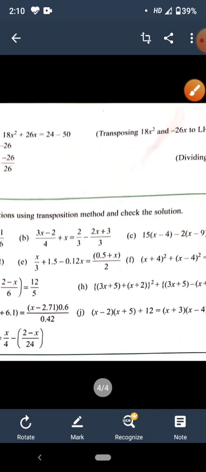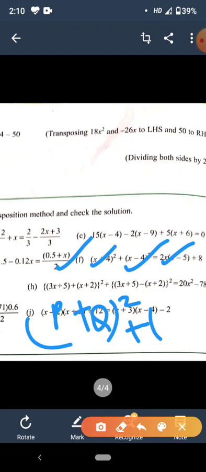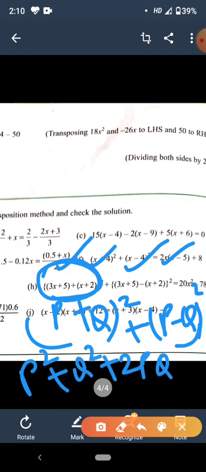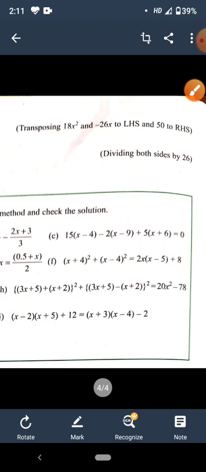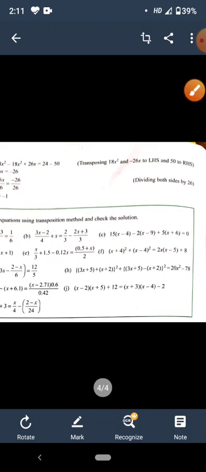In question number H, you can see here the identity 3x plus 5 x plus 2, 3x plus 5 x minus 2. So you clearly see here that p plus q whole square plus p minus q whole square, p plus q, p minus q. So you just open the identity here, p square plus q square plus 2pq. Again open the identity here, p square plus q square minus 2pq. This is a lengthy question, you have to do it in your notebook. P square plus q square plus 2pq. Here p square plus q square minus 2pq. Then you will do the simplification.